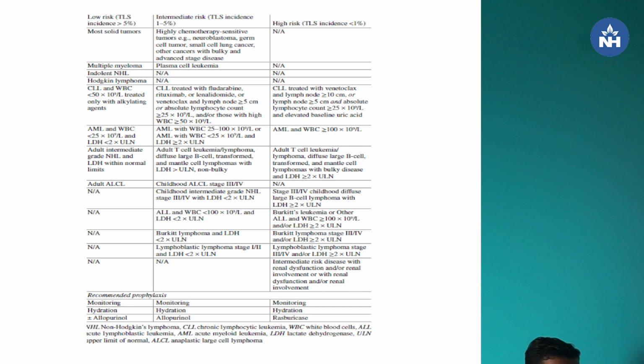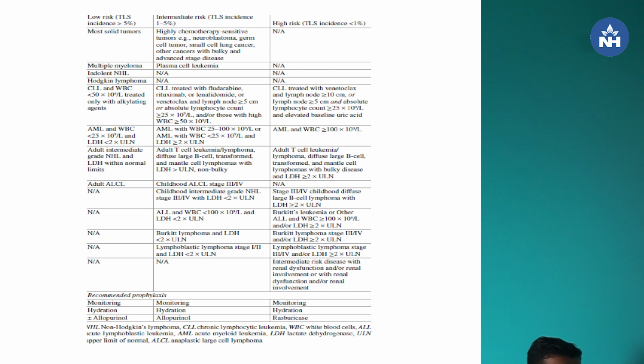AML with WBC less than equal to 25 into 10 to the power 9 per liter and LDH less than 2 times the upper limit of the normal have low risk of TLS. The AML with WBC count 25 to 100 or AML with WBC count more than equal to 25 into 10 to the power 9 per liter and LDH more than equal to 2 has intermediate risk, and AML with WBC count more than 100 into 10 to the power 9 per liter has high risk of TLS.